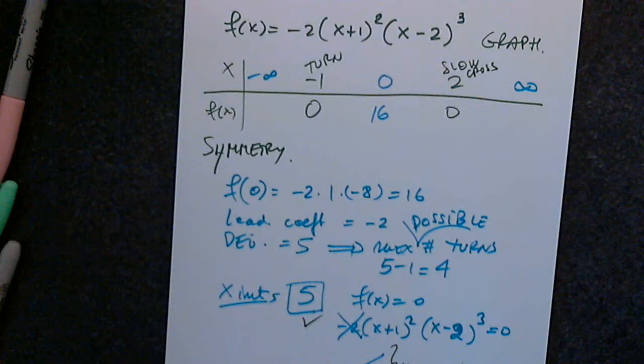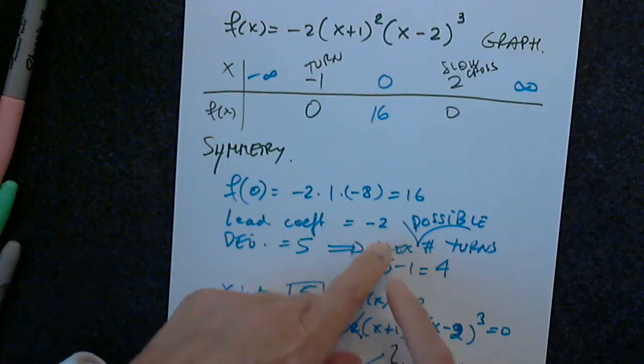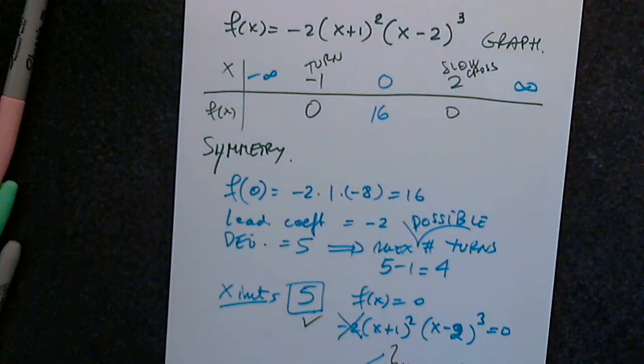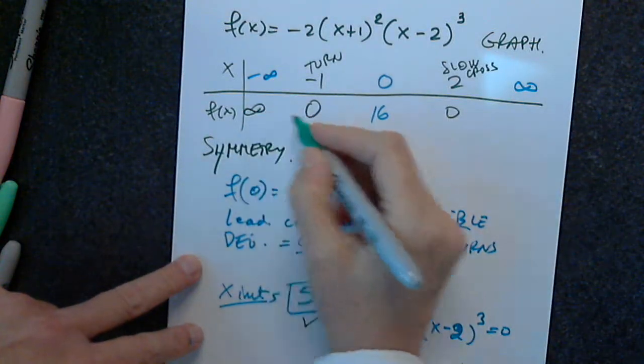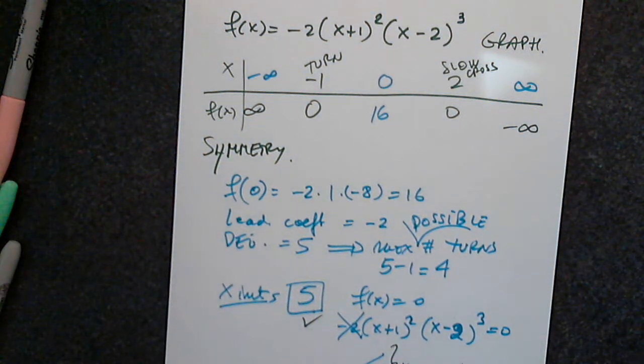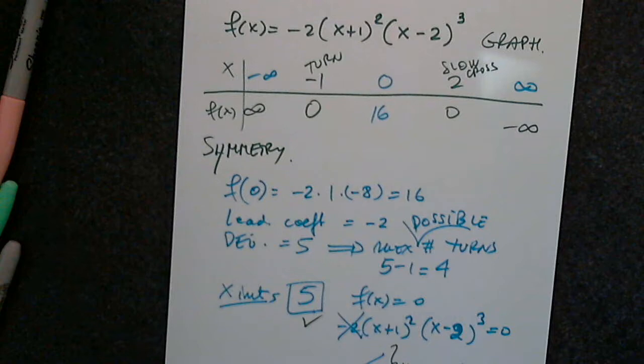Finally, I want the end behavior. Since the degree is 5 and the leading coefficient is negative, it must behave like the linear function. Either this or this. So infinity, negative infinity. Odd degree, negative leading coefficient, from positive to negative.